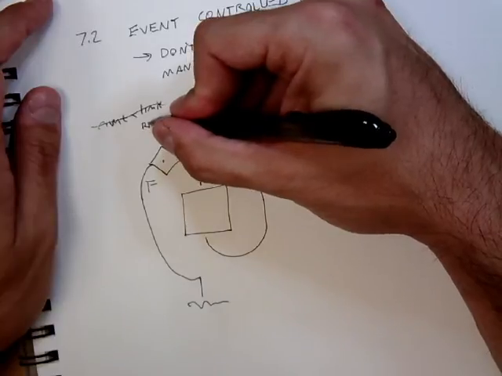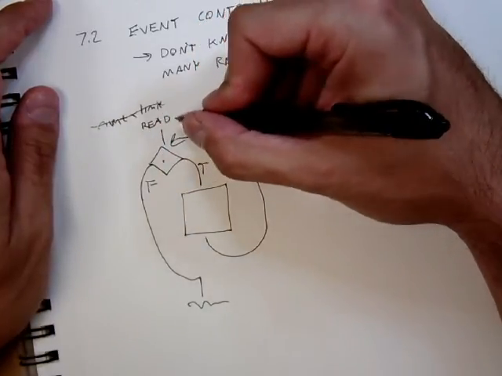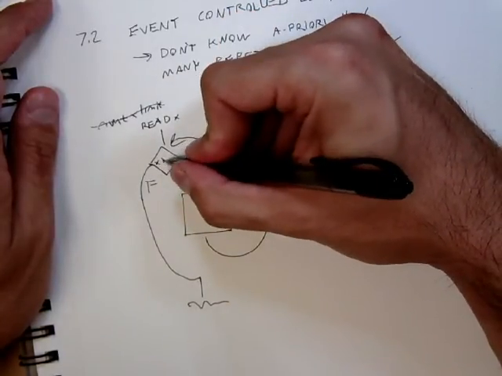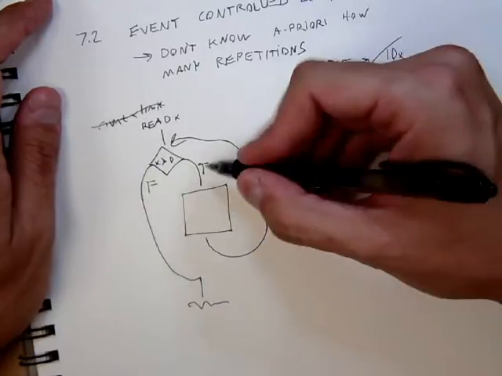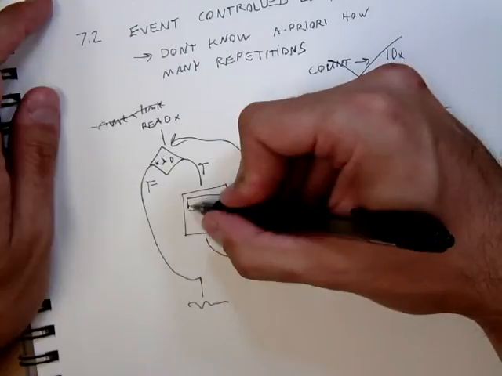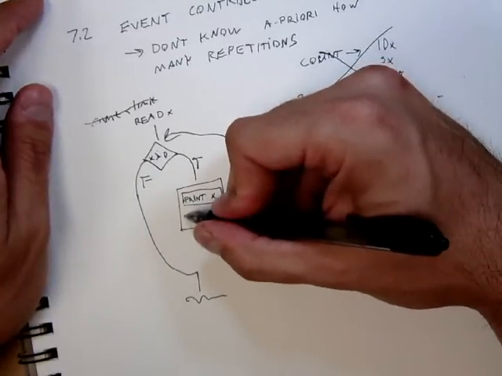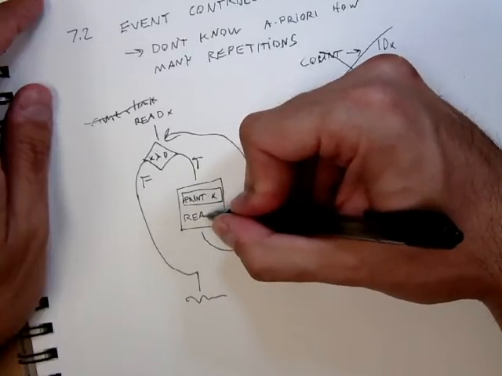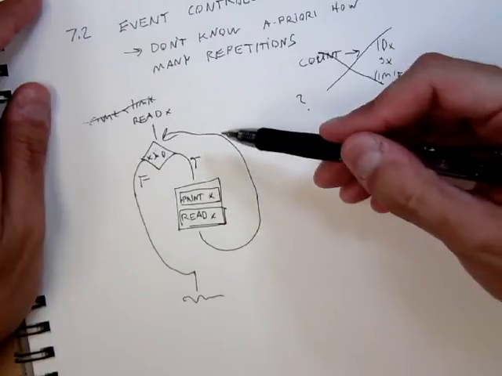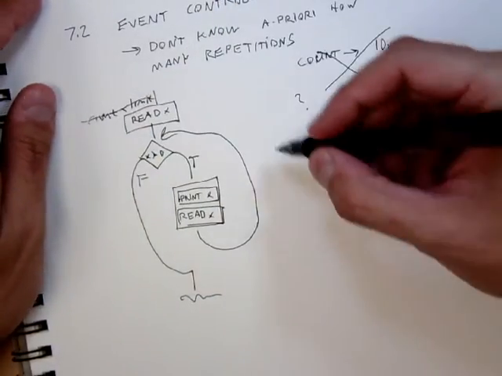But what we could be doing is, for instance, we could read some number, let's see, x, right? And we could be checking here, is x greater than 0? And if it's true, we could have two steps. We could say print x, and then we could read x again.